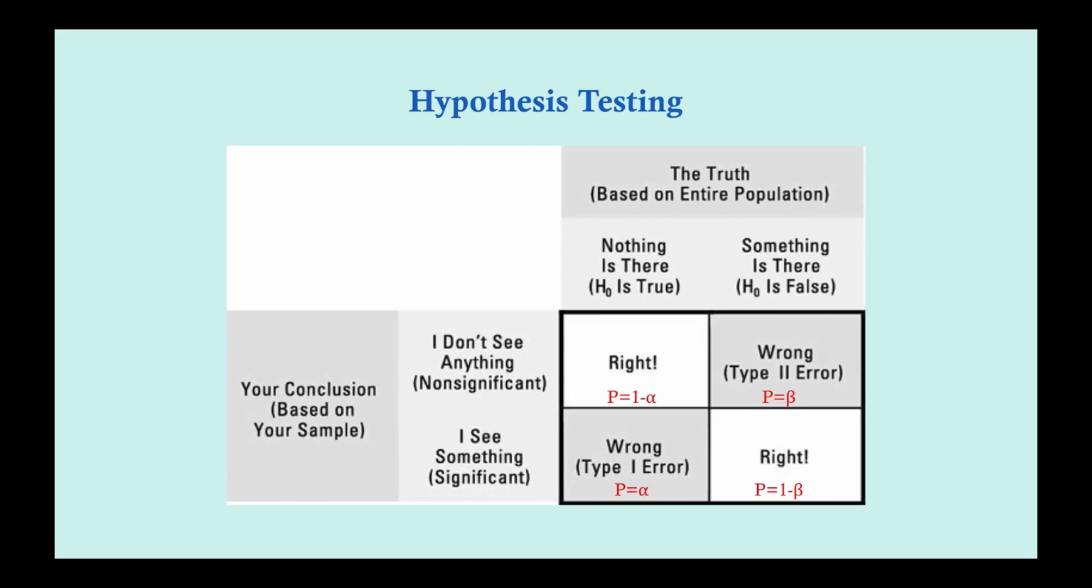Okay, and this is just kind of showing you, it goes back to our 2 by 2 tables that we see in epidemiology, but your conclusion versus the truth. So here are 2 ways you can get it wrong. Your type 1 error is when you see something significant when nothing is there. That's your type 1 error. Probability of a type 1 error is equal to alpha. Remember, our alpha value we use a lot, and your alpha value is just your probability of a false positive or a type 1 error.